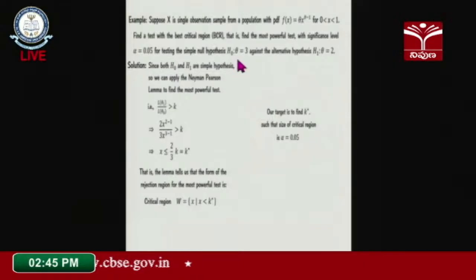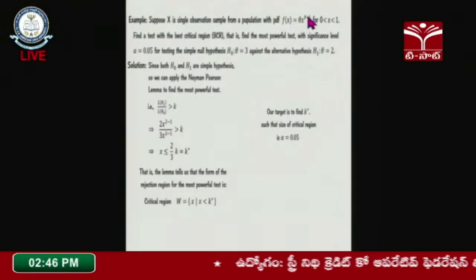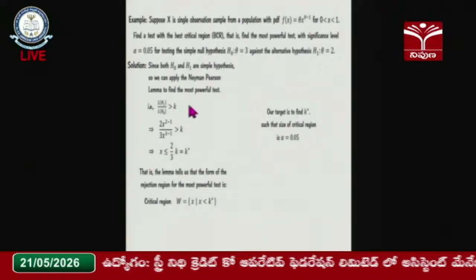In the previous problem this was not mentioned, so as Professor Raju already said, lambda equal to lambda naught, and here lambda equal to lambda 1. Here, theta equal to 3 and theta equal to 2 are given in the numerical problem. Here also the concept is the same: the given function is f of x equal to theta times x to the power theta minus 1. Then find the likelihood function. The lemma says find the most powerful test: L theta 1 divided by L theta 0 greater than k. Here theta 1 corresponds to theta equal to 2. So 2 times x to the power 2 minus 1, divided by 3 times x to the power 3 minus 1, is greater than k.